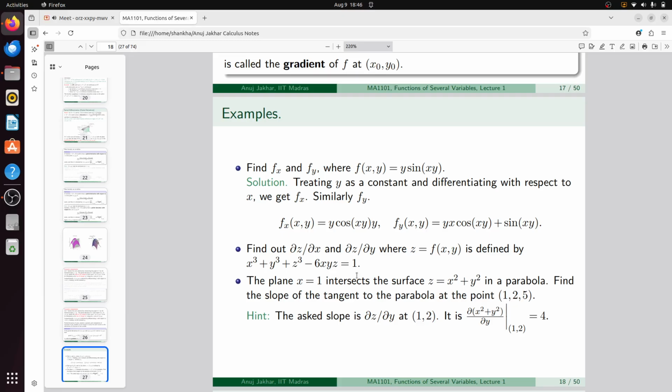Because you need to take del z del x, right? You first need to differentiate this function. It is called implicit differentiation. So del z del x will contain terms considering z. Sir, what is the answer? Okay, just one second.